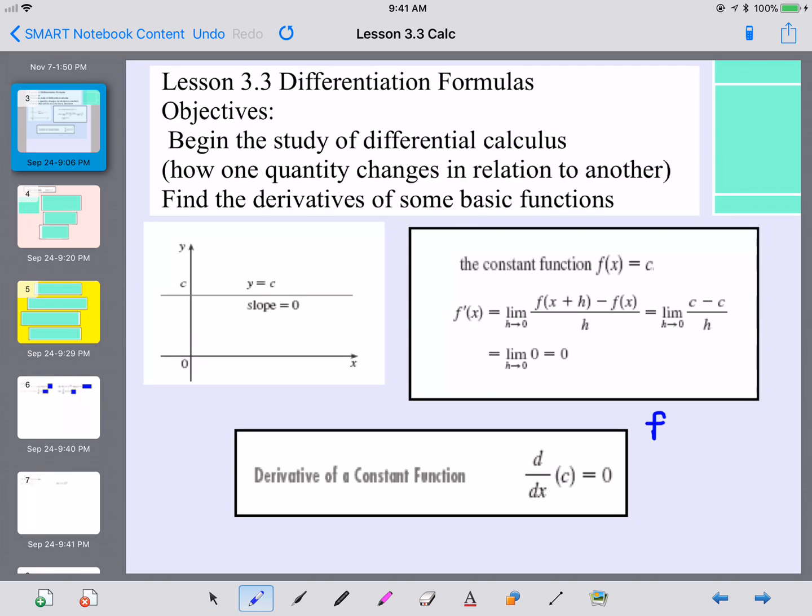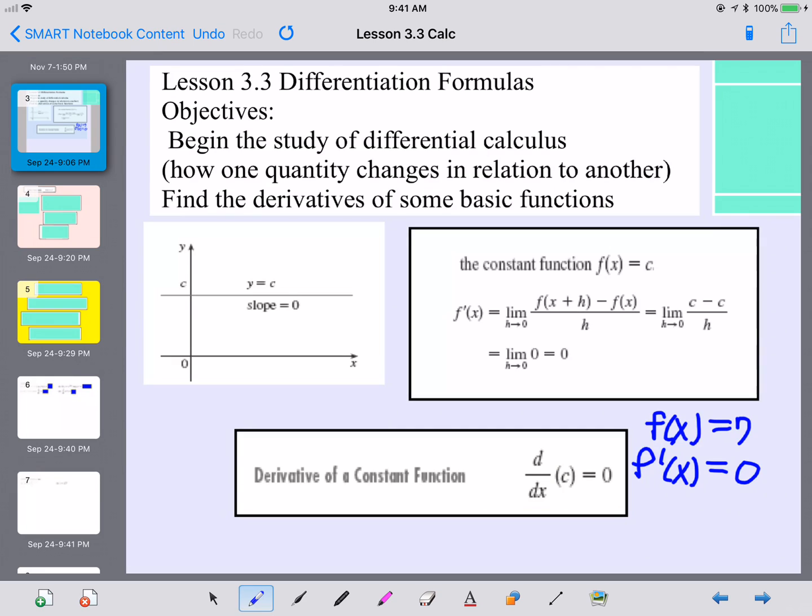So if we have f of x equals 7, we know that the derivative of f is 0. And it will always work like that no matter what the constant is. Whether they call the constant c, or they've actually named the constant to be some particular number, it's always going to work like that.